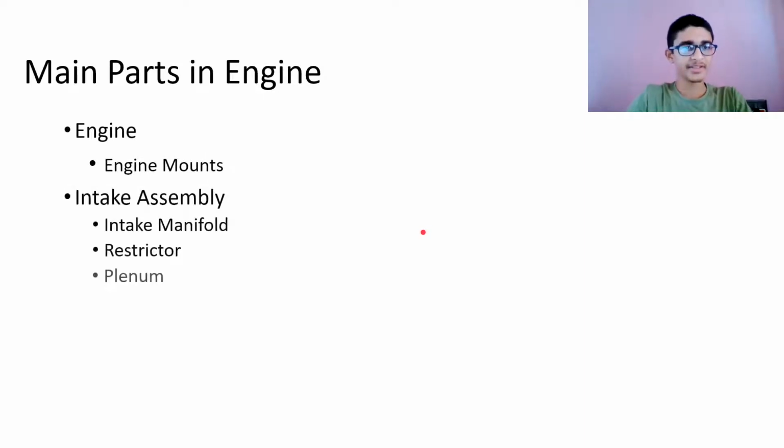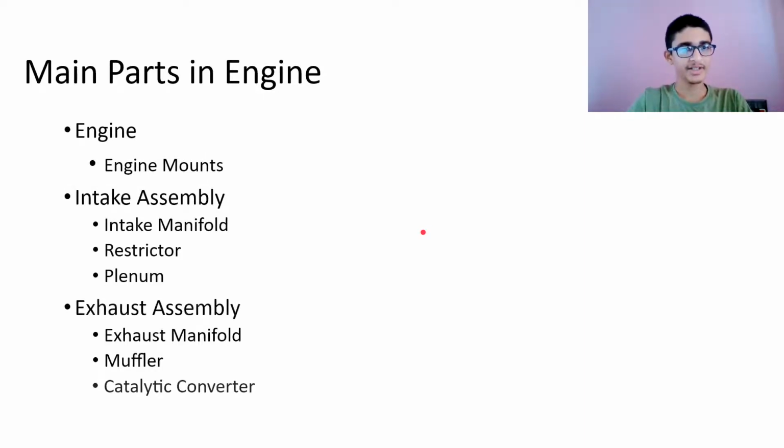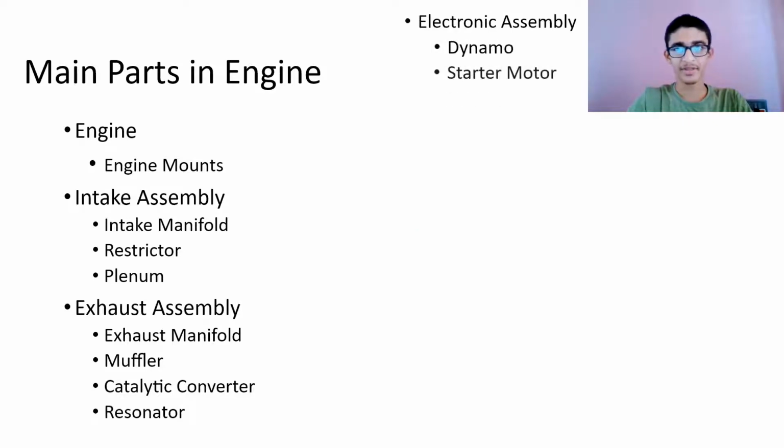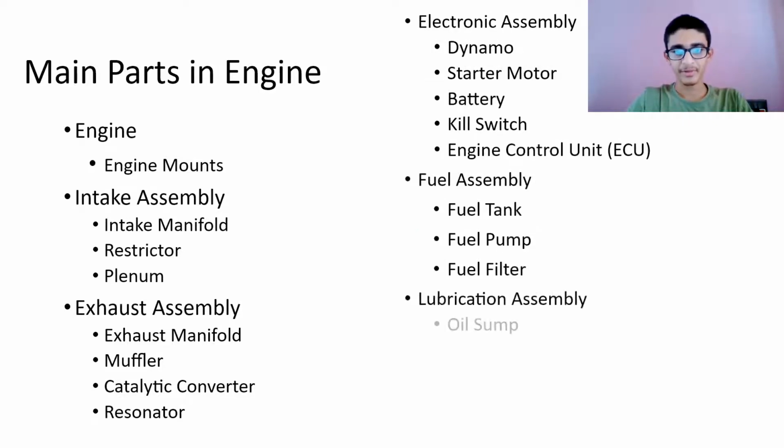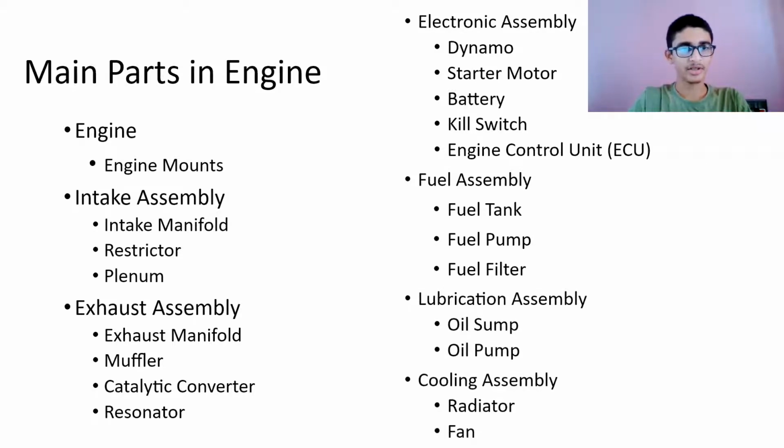So the main parts in the powertrain will be the engine itself, obviously, the intake assembly, exhaust assembly, electronic assembly, fuel assembly, then we have lubrication assembly and cooling assembly. We'll look at the details of all this, what all things come inside the intake assembly, what all things come inside the fuel assembly, in more detail in the subsequent presentation.